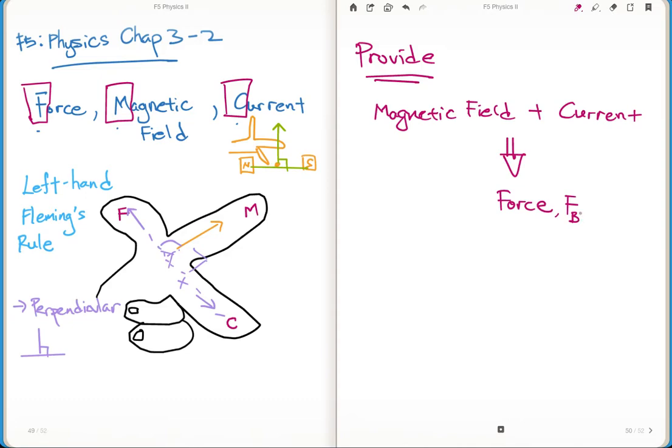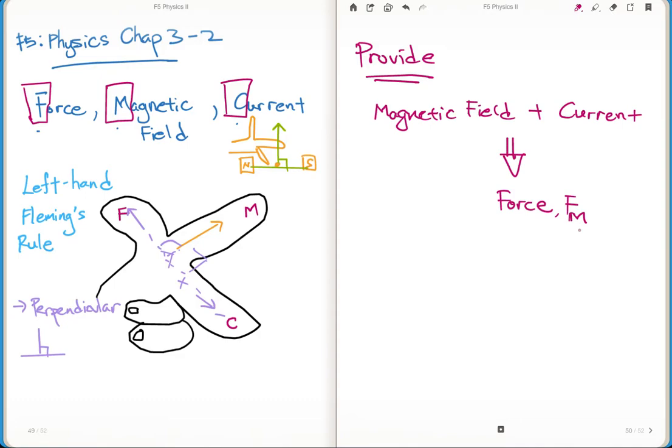Let's not do a B first. I don't want to confuse you at this point. Maybe we talk about M. Okay, magnetic force. Or actually, it's a B, so magnetic field, because the force is from the magnetic field.